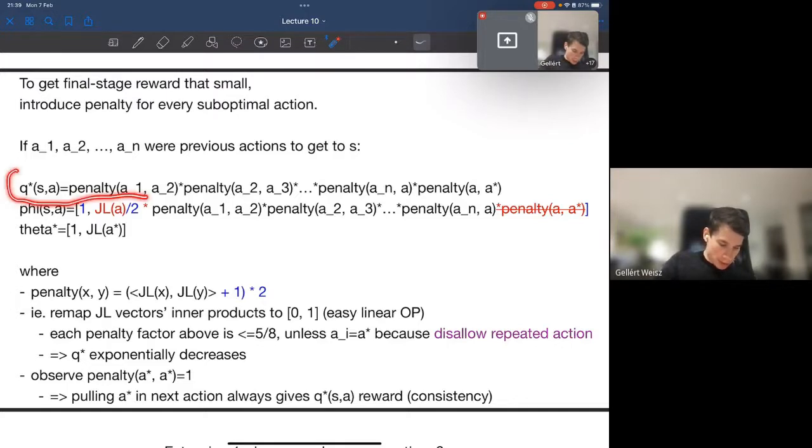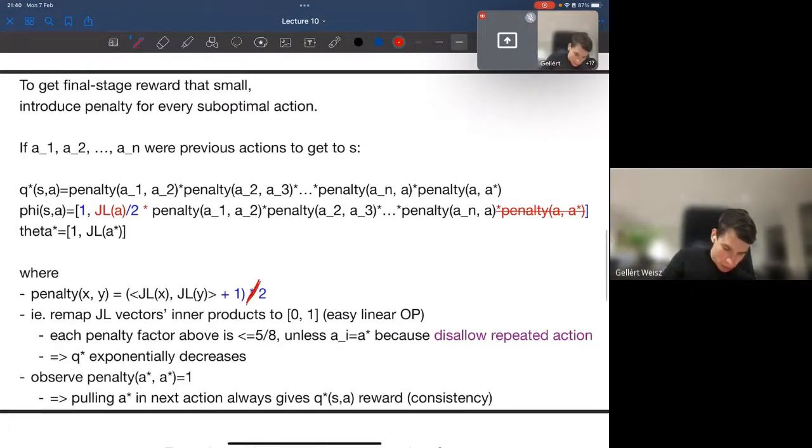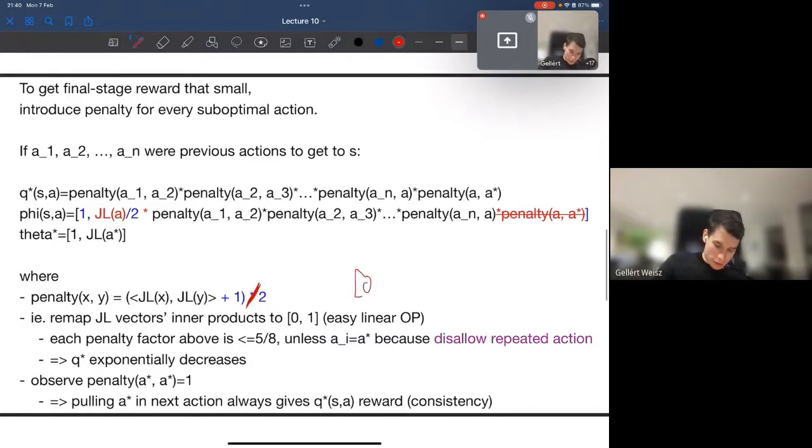So let's talk about what the penalty is before we talk about the features, and the theta is also here. It's not really a distance, but it's okay. So what does it do? It takes the inner product of two Johnson-Lindenstrauss vectors x and y, adds 1 to it, and divides by 2. That was a typo on the slide. So you just remap the inner product to be in [0, 1]. That's important because all the rewards have to lie in [0, 1]. Because you only give 1 reward in each episode, your Q star has to lie in [0, 1]. You don't want it to be negative, that would be very bad. So that's why you don't just take the inner product.